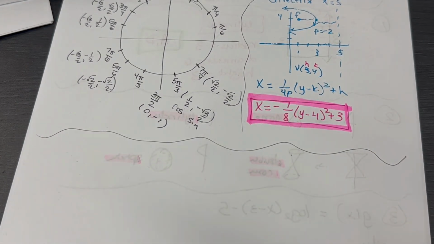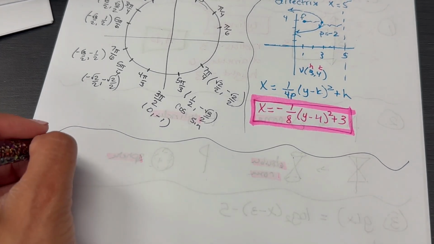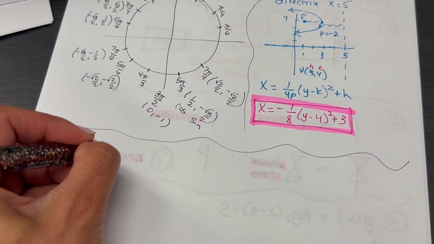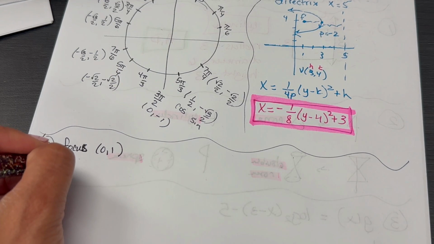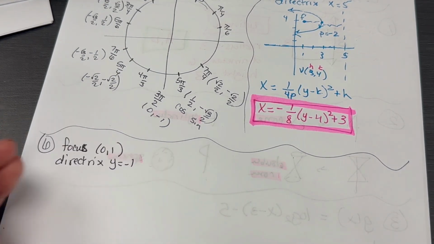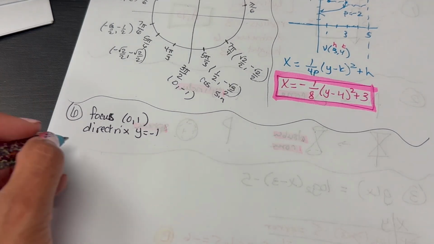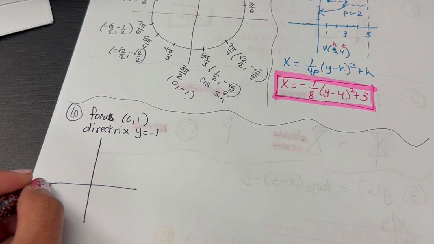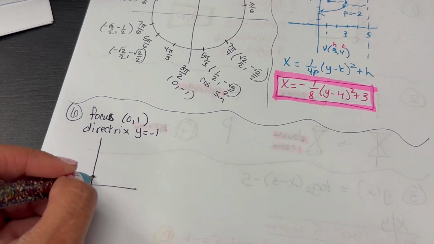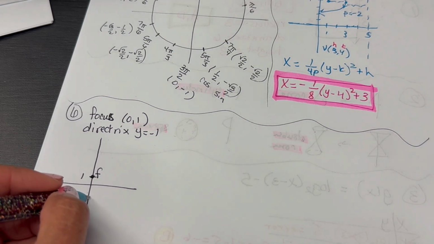Okay, number 6. It says find the equation of a parabola with focus (0, 1) and directrix y equals -1. Okay, so we're going to need to draw a picture again. So I just need a graph, (0, 1), that could be my focus. Remember, a focus is not the same as a vertex.